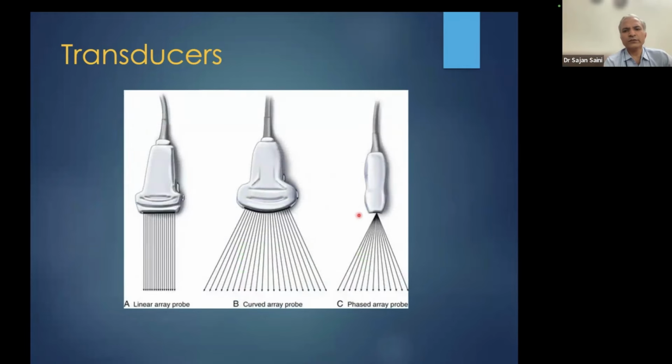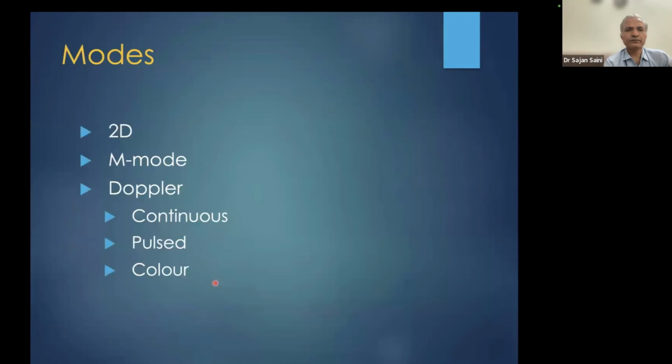So the phased array probe has a triangular sector, as we were discussing previously. The linear has a rectangular sector, and the curved array has a mixture of these two. So let us now discuss the various modes which are available. So we have 2D mode, M mode, and Doppler. We will be discussing them one by one.